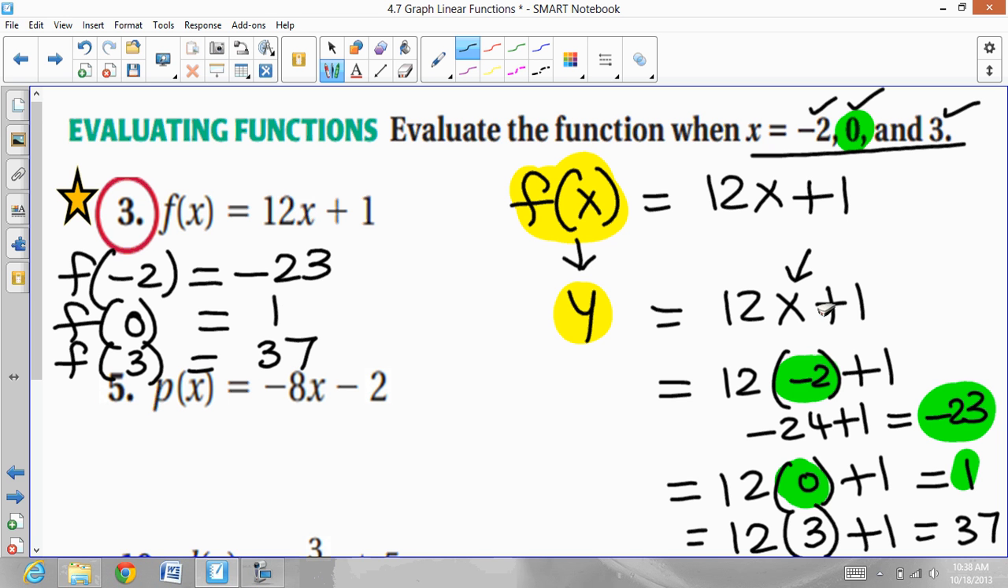So basically you are not doing anything different except this looks different. Nothing else. But if you understand that your f of x is the same as your y, then your calculation makes sense to you.